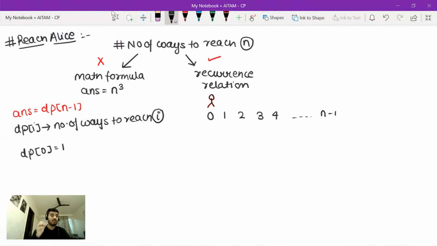There is only one way to reach from index 0 to index 0, and that one way is that I am already standing at index 0. So there is only one way. Do not get confused with this thing. I don't need to count the number of steps that I have taken. I only need to count the number of ways. So I hope it is clear to everyone.